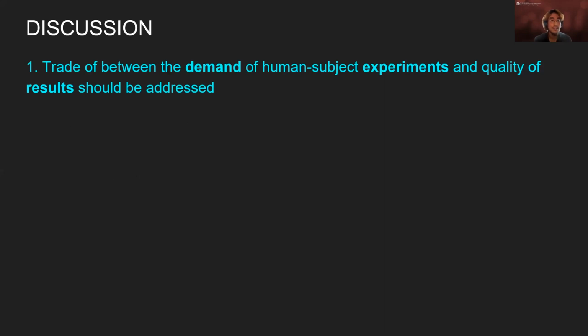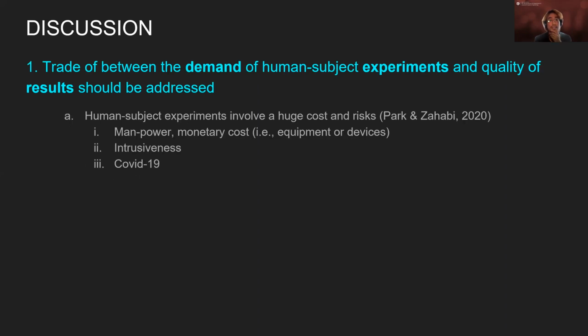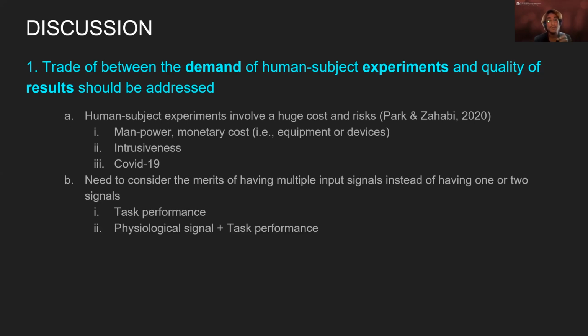The first one is that the trade-off between the demand of the experiment and the research should be addressed. As I said, human subject experiments involve huge costs and risks. So we need to consider the merits of having multiple input signals instead of having 1 or 2 signals.